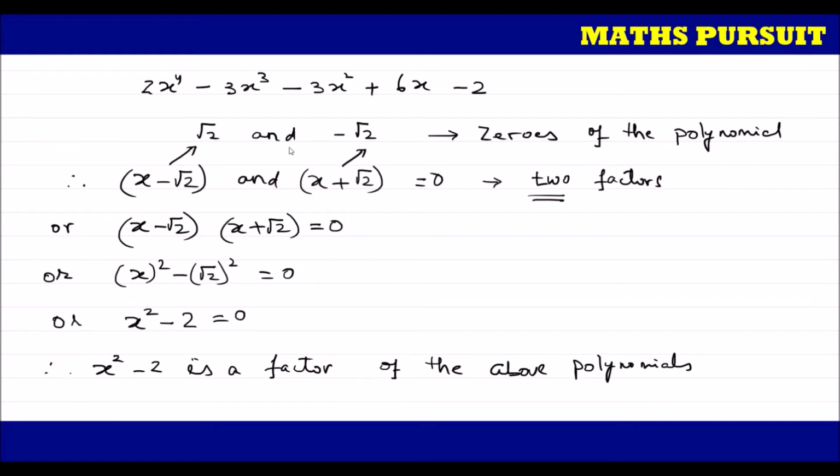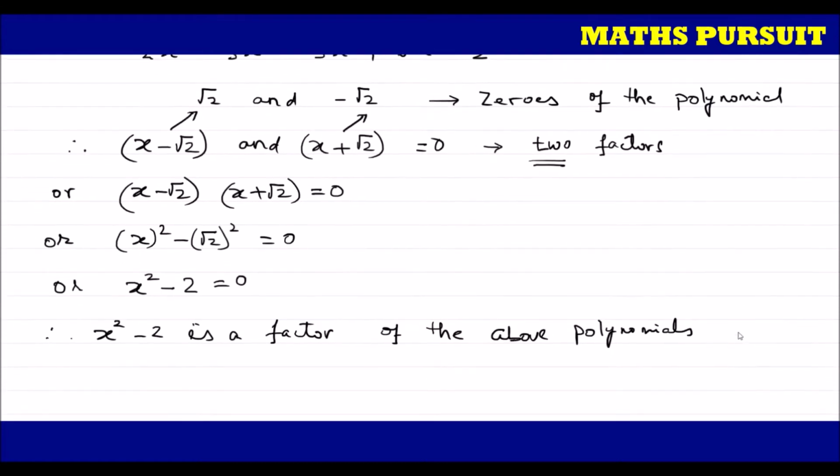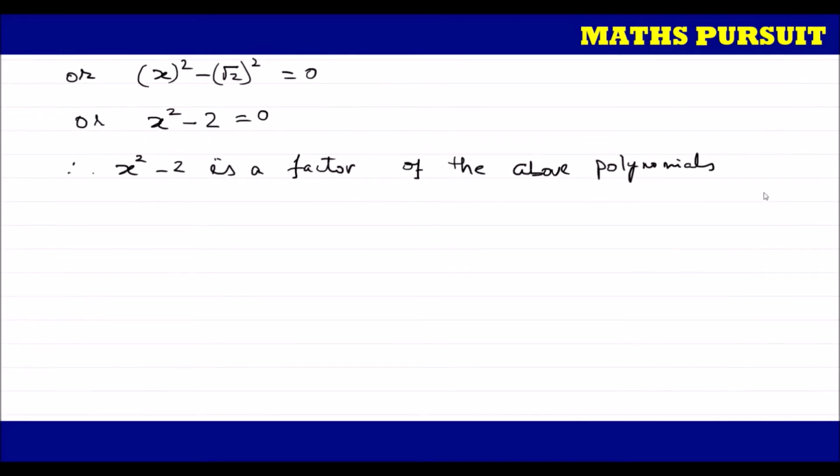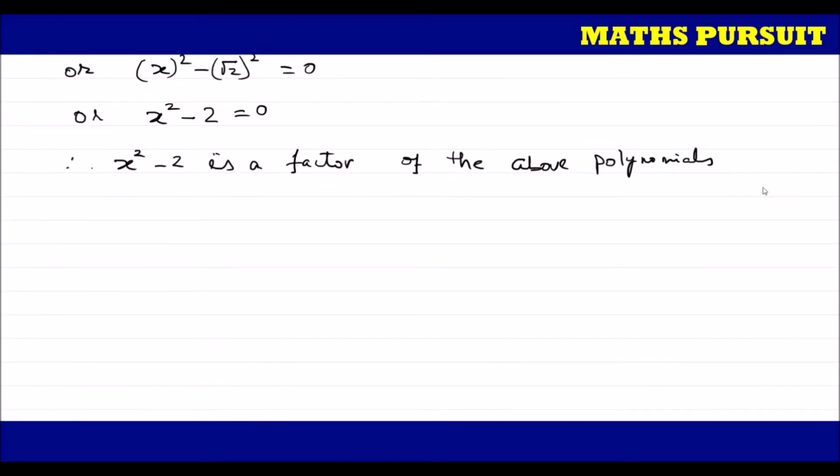Now guys, I am going to divide the given polynomial with this factor. Which factor? X to the power 2 minus 2. And what is the logic for dividing this? I am dividing the given polynomial with x to the power 2 minus 2 so that I can get the rest of the factors or the rest of the zeros. So what is the logic behind dividing?